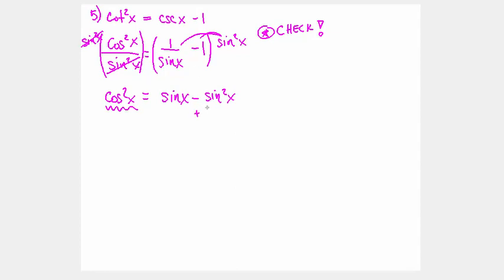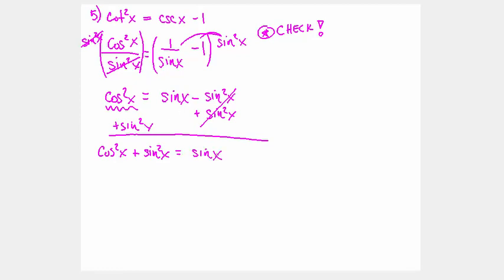What would happen if I add sine squared of x to both sides? Okay, so these would cancel on the right side, but on the left side, I'd be left with cosine squared of x, that was already there, plus sine squared of x, and that would all be equal to just sine of x. But wait a minute, what is cosine squared of x plus sine squared of x? That's our Pythagorean identity, which means that whole thing just turns into 1. So 1 equals sine of x.